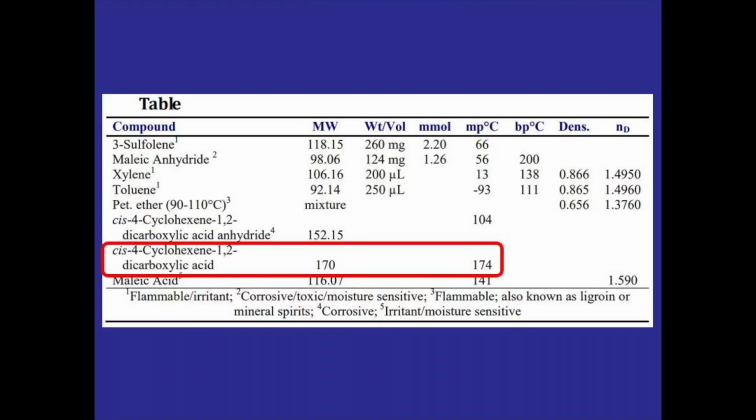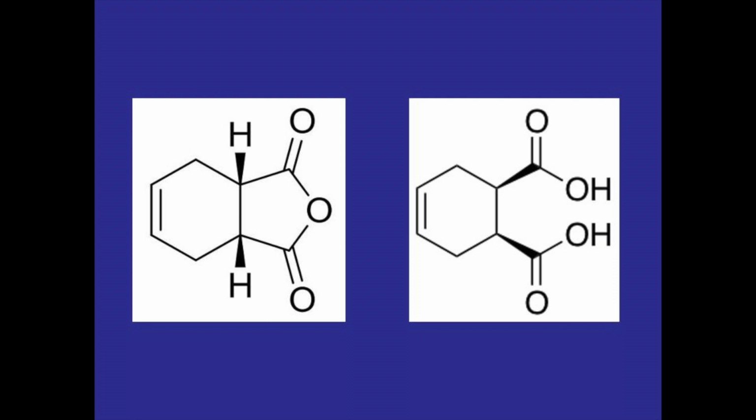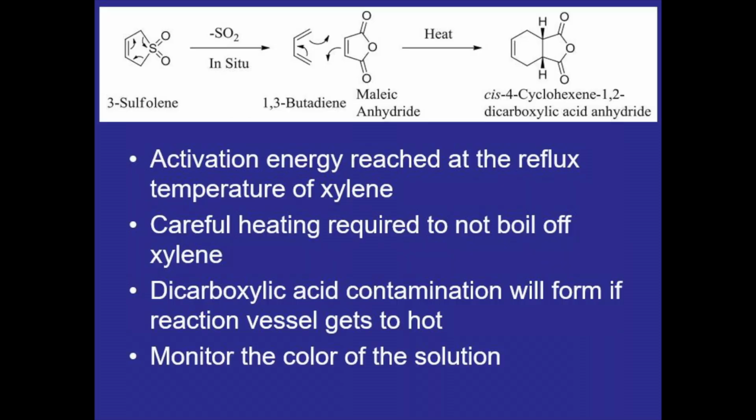So the anhydride product that we want is shown here on the left, but we can see the dicarboxylic acid contamination if we allow it to get too hot. We can monitor this by checking the color of the solution. We are wanting to see a light brown color, kind of like a cream soda, meaning that some contamination has formed, but if it gets too dark of a brown, that means the majority of our product has been decomposed and we would need to start over.